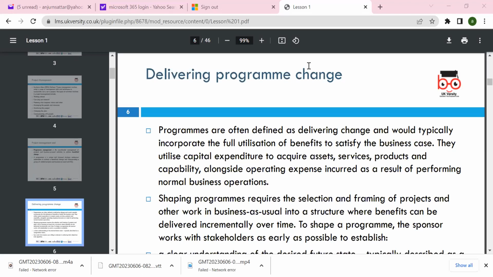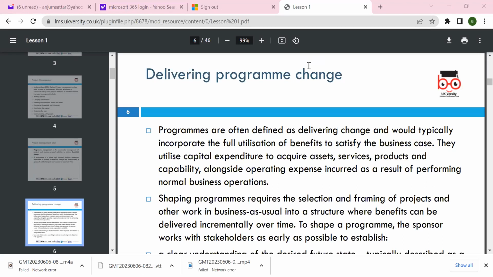So we can look around the program, which is often defined as delivery of change that typically incorporates full utilization of the benefit to satisfy the business case using capital expenditure. Capital means, like if you extend your house and you spend the money, that's not an expense, it's a capital expenditure because it's an investment. That's what we need to look at in a minute, which we will go through.